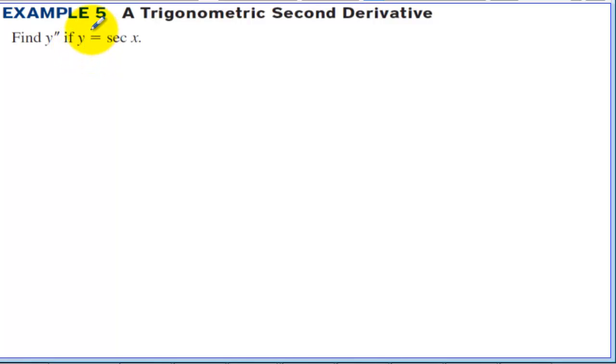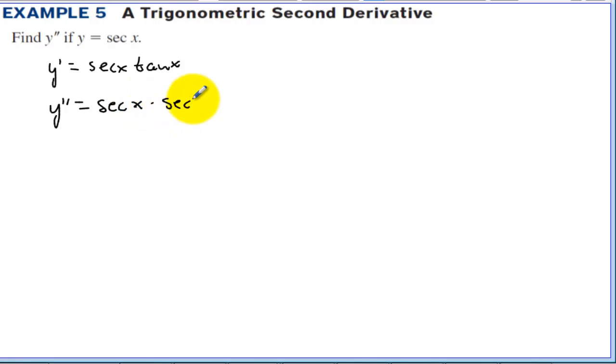A trigonometric second derivative. Find the second derivative if y equals secant of x. So the first derivative equals secant of x tangent of x. But then when we do the second derivative, we have a product of two functions now. We have first times derivative of the second, and the derivative of tangent is secant squared, plus the second times the derivative of the first, and the derivative of secant is secant tangent.